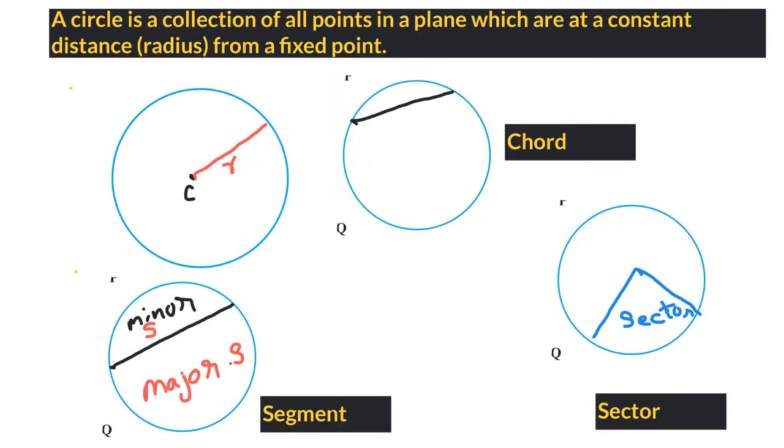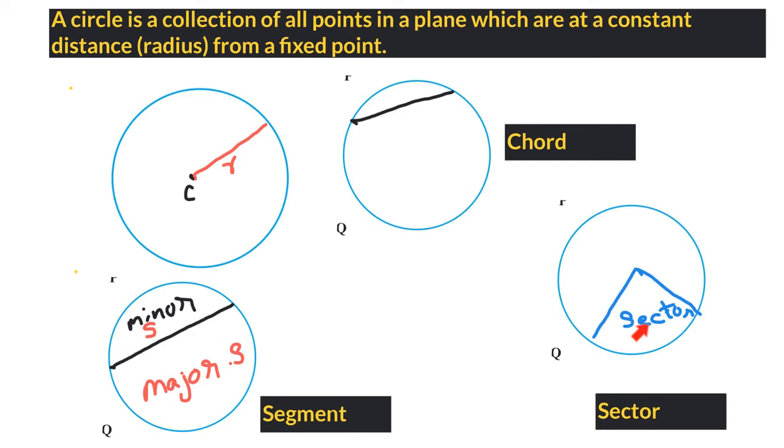In our previous classes we have studied about circles, that a circle is a collection of all points in a plane which are at a constant distance, that is radius, from a fixed point. So this is called the radius of the circle and this is the fixed point, the center of the circle. We also studied some basic definitions of chord, that is a line segment joining two endpoints on a circle. We studied about segments, the major segment and the minor segment, and we also studied about sectors. The region between the two radii is called a sector.